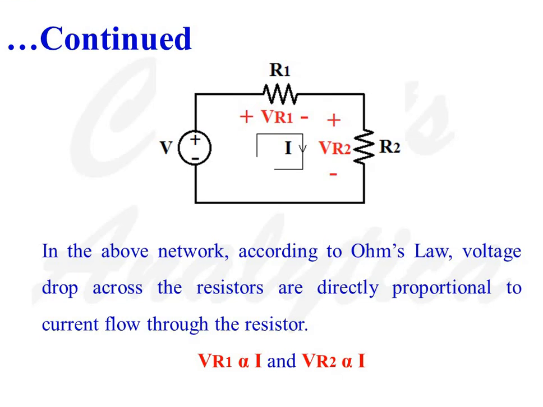So in this network, according to Ohm's law, voltage drop across the resistors are directly proportional to current flow through the resistor. VR1 is proportional to I. VR2 is also proportional to I. We can write VR1 is equal to I into R1 and VR2 is equal to I into R2.